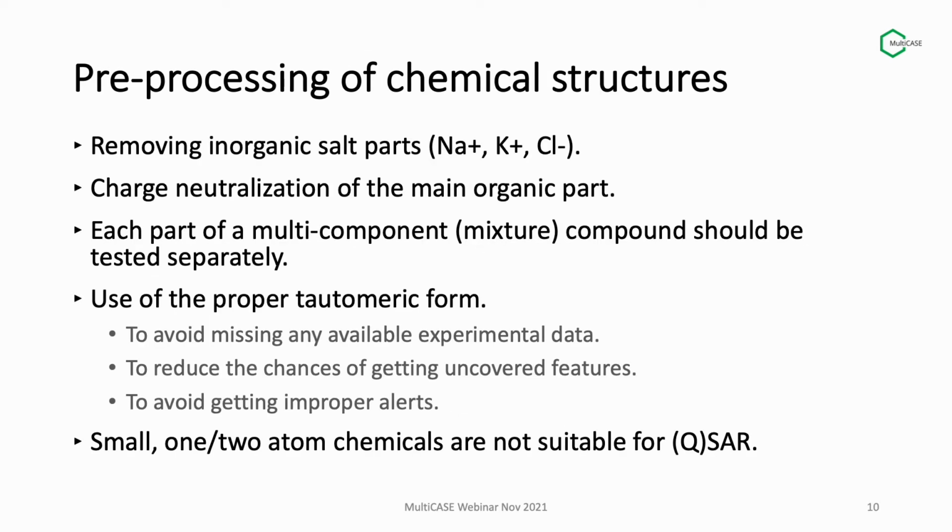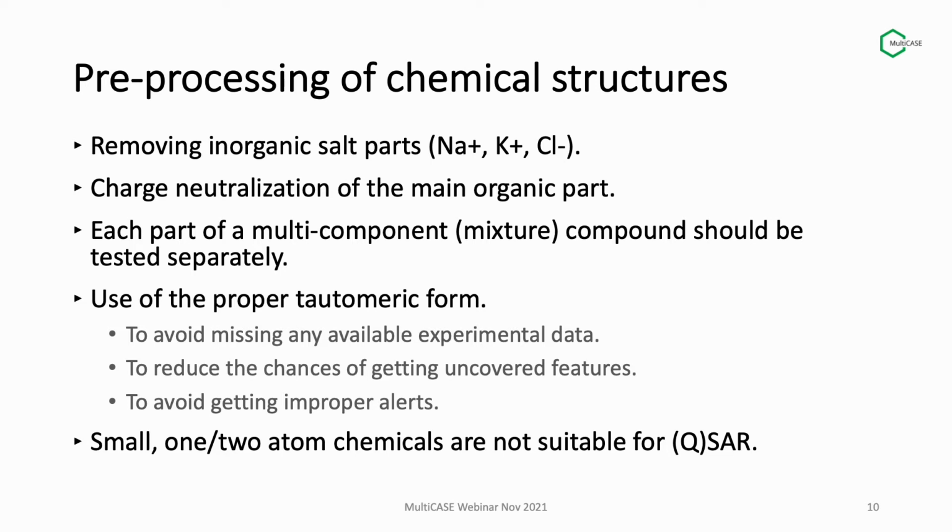Okay, one thing that we should not forget, before we even do any kind of prediction or use a software, is that we need to pre-process the chemical structure that we are trying to evaluate. And what do we mean by chemical pre-processing? Another word for pre-processing is curation. So, for example, removal of inorganic salt parts. If you have a sodium salt of some drug, it is good to remove the sodium part, chloride, potassium salt. Those inorganic parts should be removed. Then you will be left with a charged organic part. So, it is good to neutralize the charges.